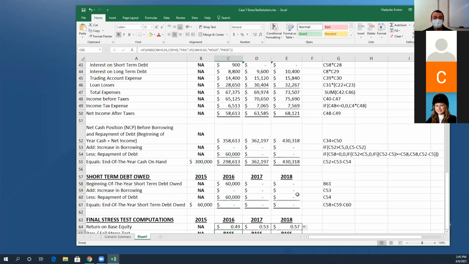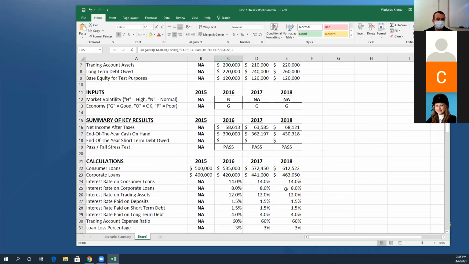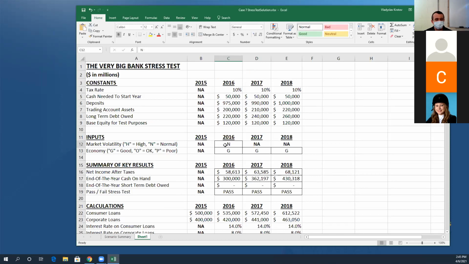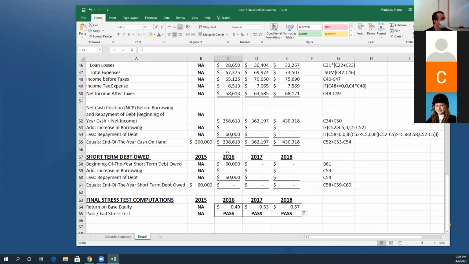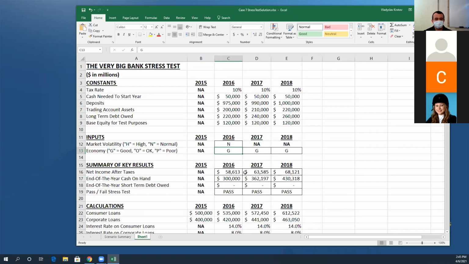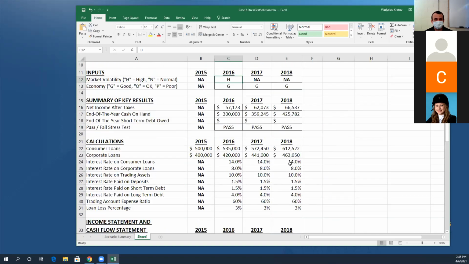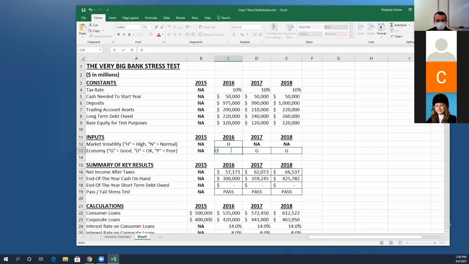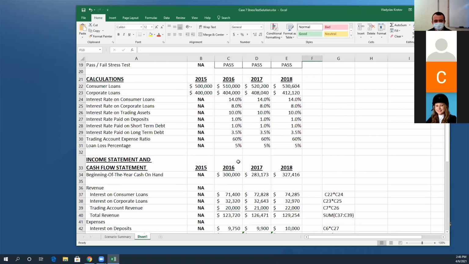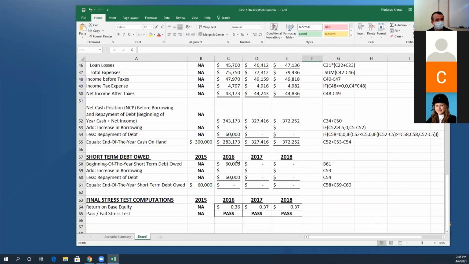And then again, you'll copy it. So as you can see, when the market volatility is normal, which means the market is stable and the economy is good, what happens to the bank? It passes the stress test, nothing will happen. Now let's see if market volatility is high, but the economy is good. So I'll change it to H. It will pass. Now what happens if market volatility is high, but the economy is okay? It will still pass.